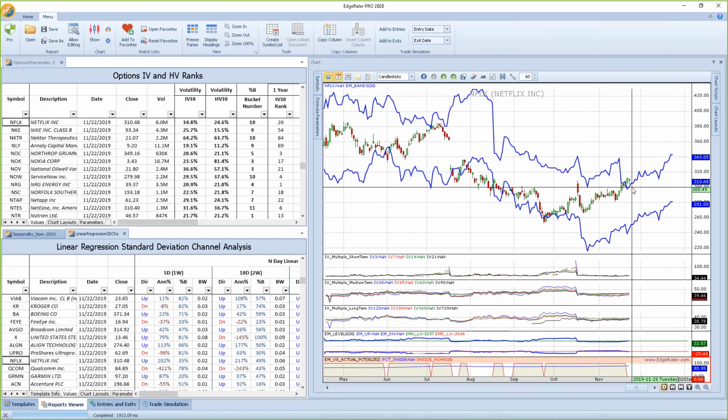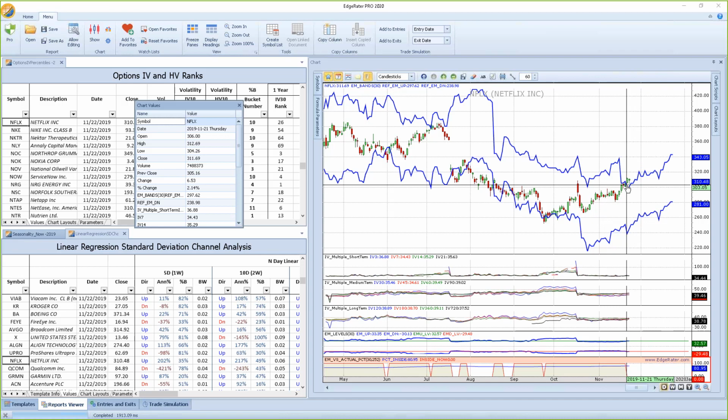Netflix just poked above the expected move. That's interesting. Netflix is popping up. So again, there's another options trade for you. I don't know if it has earnings coming up. What's the high of that bar, Chris, where it first poked its head out there? The high there is 312.70. 312.69, yeah. Okay. Had earnings already, it looks like.